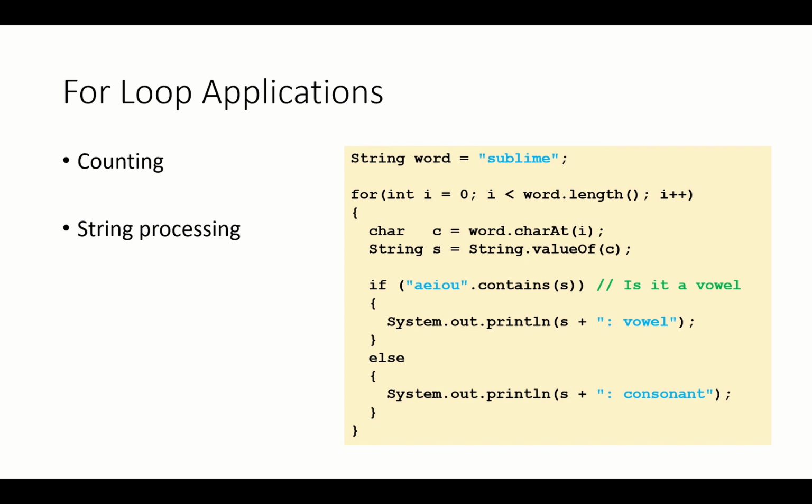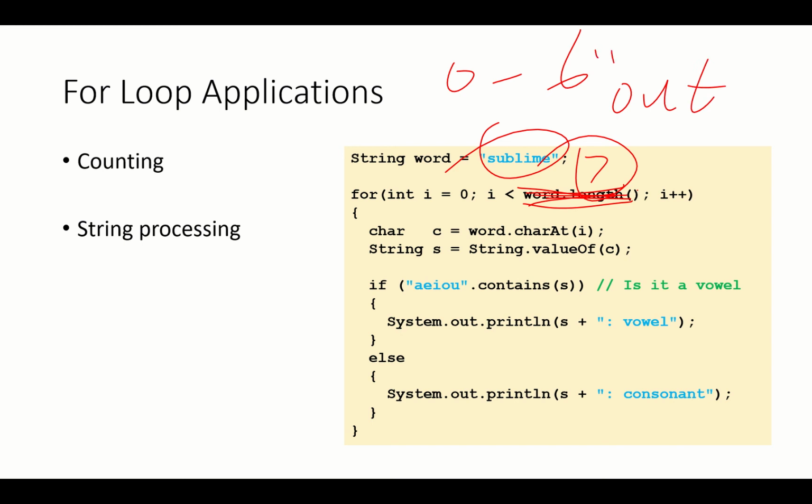So let me show you what hard code is. If I change here to 7, then basically this for loop can only iterate 7 times, from 0 to 6, right? What if I change the word to "out"? What happened? For this part of code, what happened?